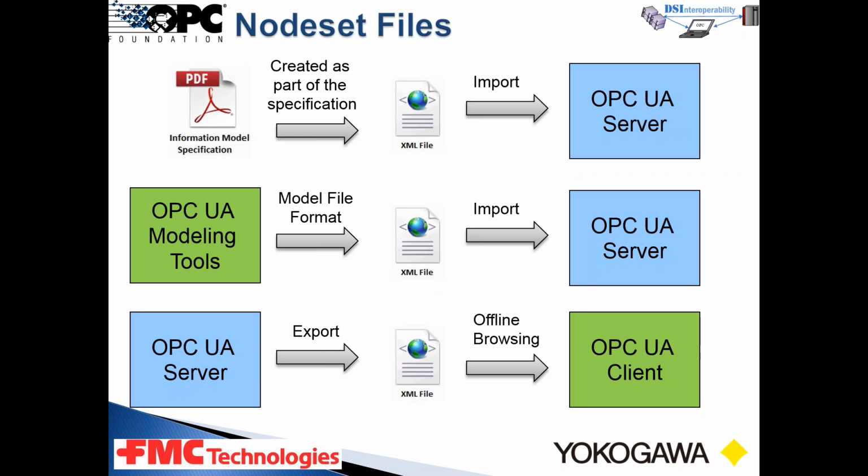So let us say FMC is generating a server and Yokogawa is trying to connect to an FMC server, and both the client and the server are under development. Both of them can run in parallel, and FMC can give us a port accessible over the internet, and Yokogawa can connect to it and develop the client at the same time.